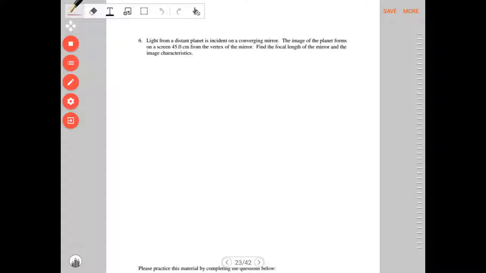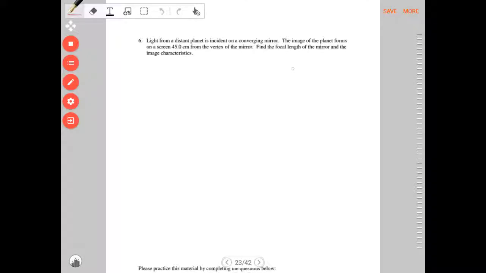You guys are awesome. Okay, so the reason I included this example is because they had one of these on the diploma exam a while back, and a lot of kids didn't really know what to do. Remember in the notes earlier, we had that table with the six possibilities for a concave mirror. There were only 5 pictures, but 1 and 2 were the same, the distant. This is that one. So, light from a distant planet is incident on a converging mirror. The image of this planet forms on a screen 45 centimeters from the vertex of the mirror. Find the focal length of the mirror and the image characteristics.